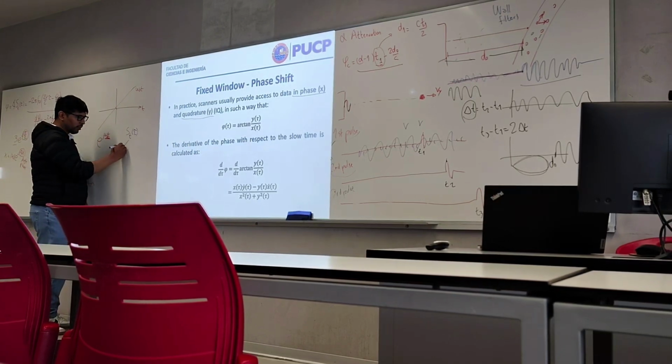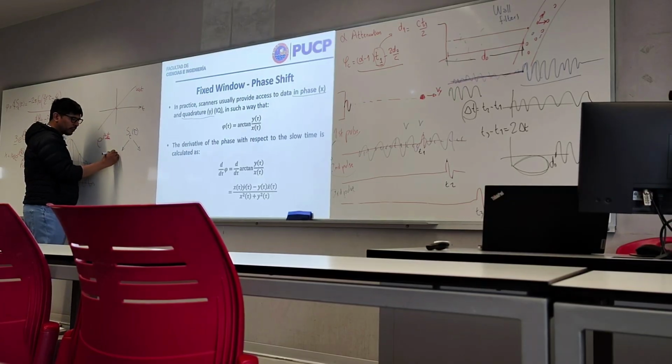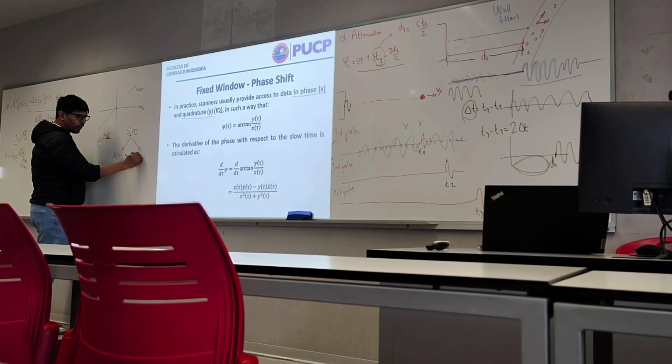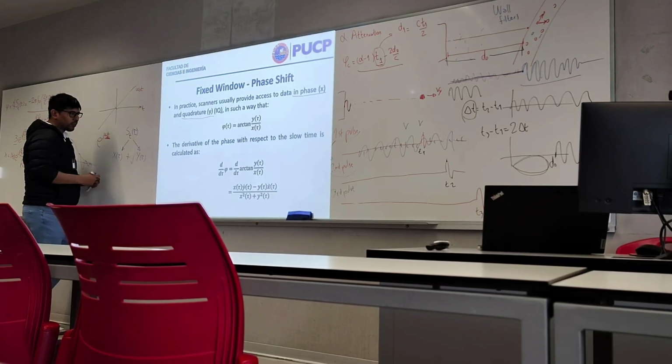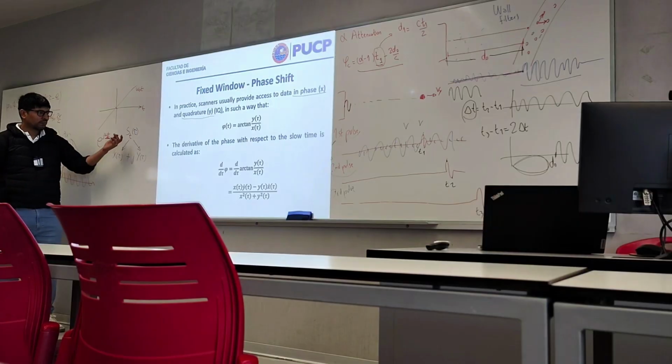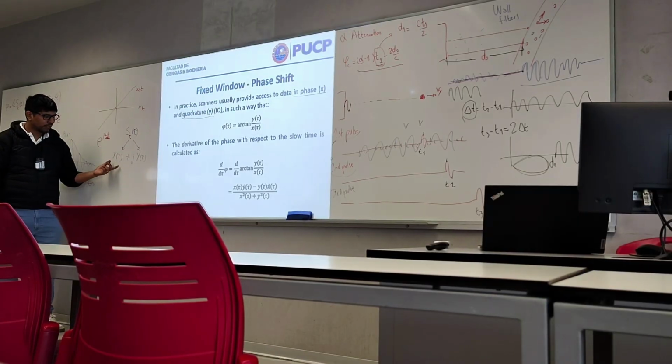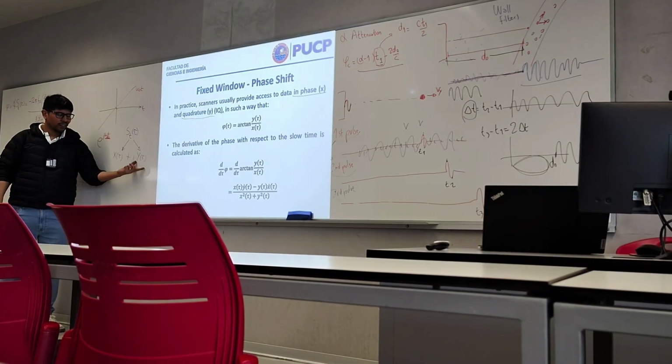And this signal has, obviously, two parts. A real part and an imaginary part. Okay? So the slow time signal basically has a real part and an imaginary part.